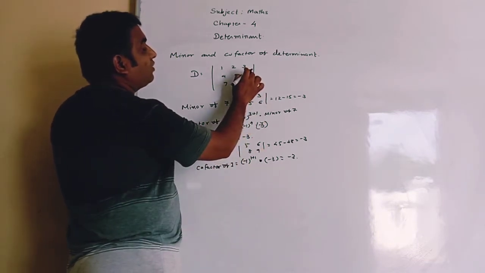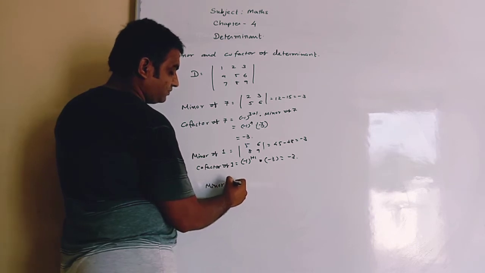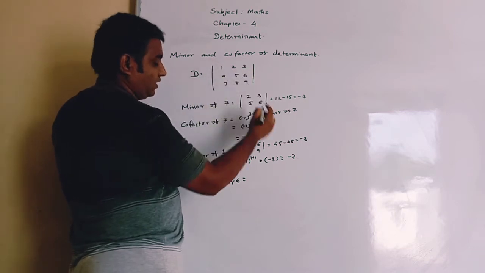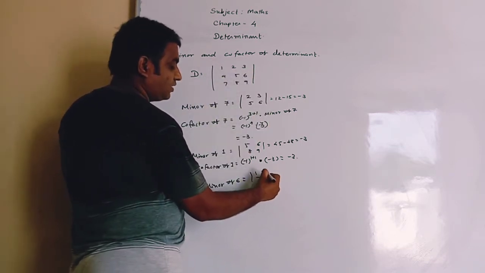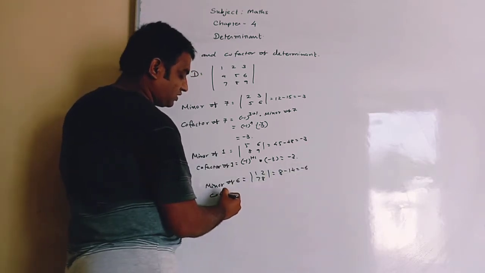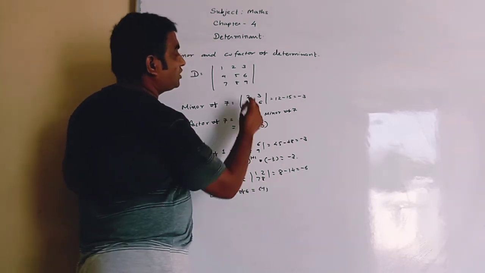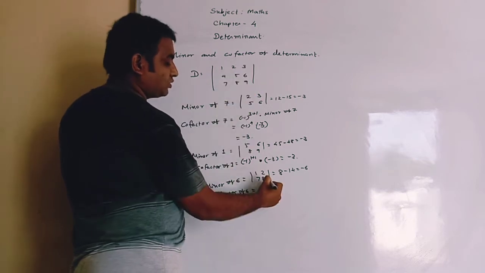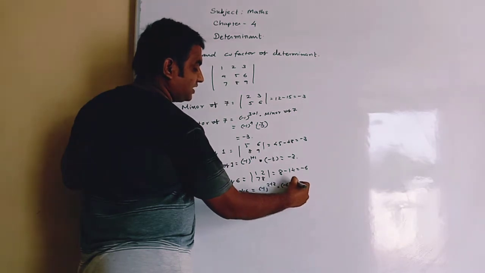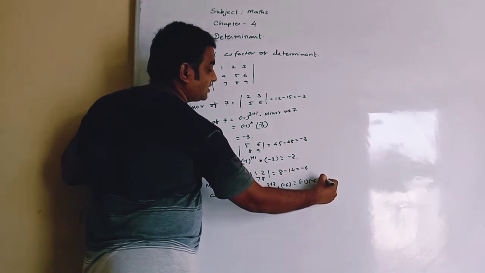Suppose we want to find the minor and cofactor of 6. The minor of 6: we remove the row and column containing 6, and we get 1, 2, 7, 8, so it is 8 minus 14, which is minus 6. So the cofactor of 6 equals minus 1 raised to second row plus third column, 2 plus 3, into the minor, which is minus 6. So minus 1 raised to 5, that is minus 1, into minus 6, so it is 6.